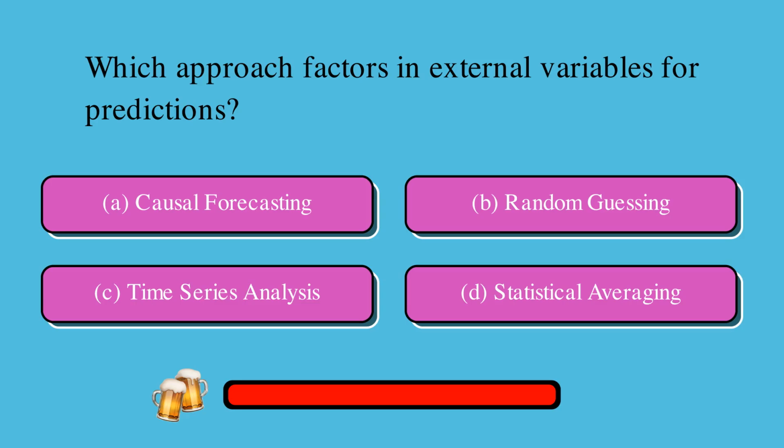Which approach factors in external variables for predictions? Is it A, causal forecasting, B, random guessing, C, time series analysis, or D, statistical averaging? The correct answer is A, causal forecasting.